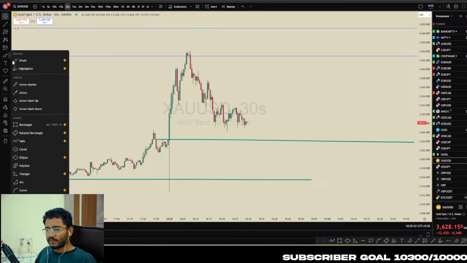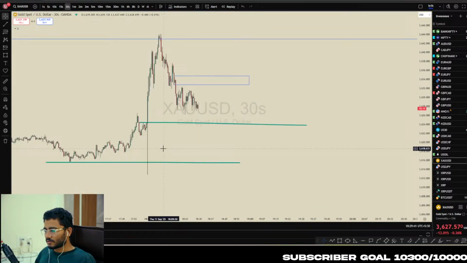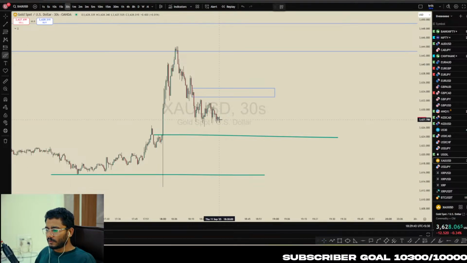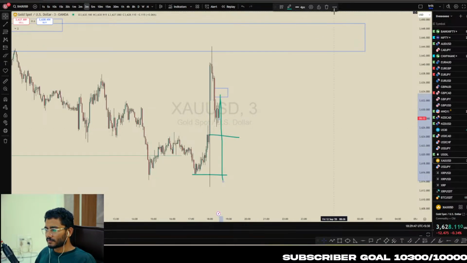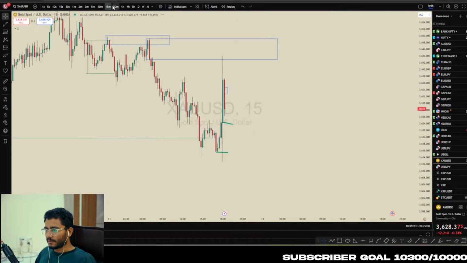Right now, 30 seconds, we can see this has been already mitigated. There is a breaker block, another block over here. So it's on lower time frame. It can tap and continue to the downside, something like this. Let's look at 5 minute, 30 minute.